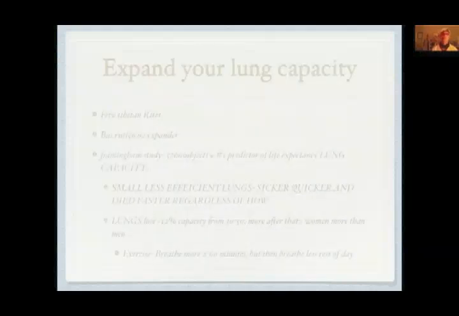All right, so expand your lung capacity. One of the good things here is the 5 Tibetan rites in the appendix. I don't know what I'm going to be calling it, but there's going to be lots of breathing techniques. I'll take you through the 5 Tibetan rites. It's kind of like a yoga kind of movement kind of thing.